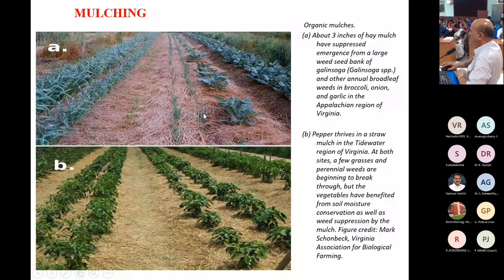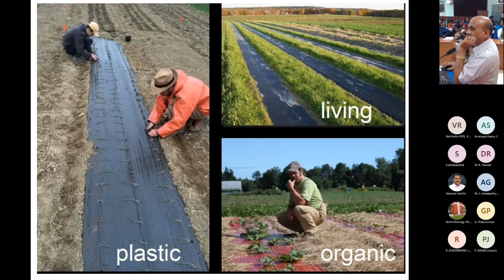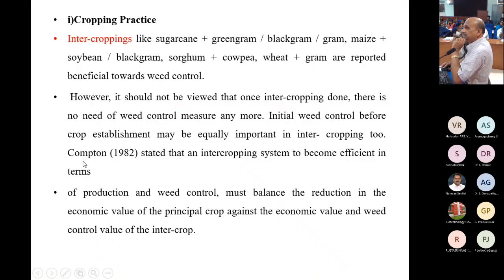So everybody knows mulching is always better, but the practice itself is very cumbersome and it involves even more labor also. So the main problem with cultural means of weed management is involvement of more labor. So that is a major problem or lacuna with cultural means of weed management. So even plastic mulching is also considered in organic farming, wherein the soil temperature is increased by 10 to 12 degrees centigrade, and the greenhouse effect is also ensured here, which kills the germinating weed seeds.